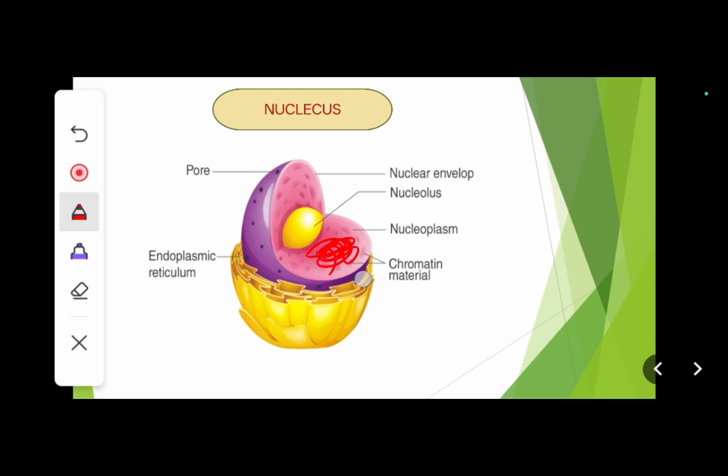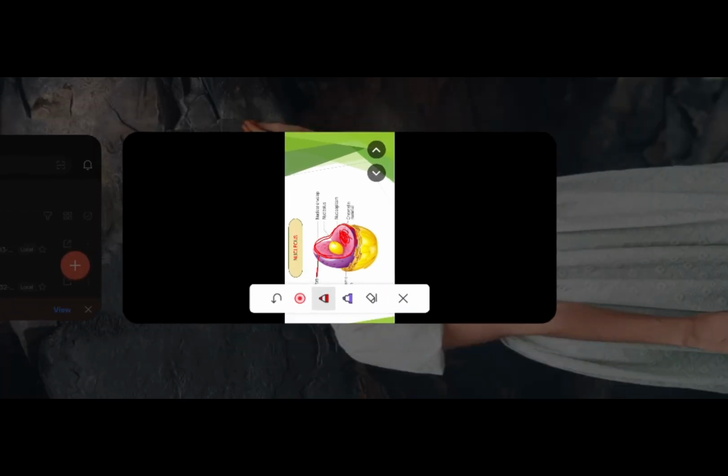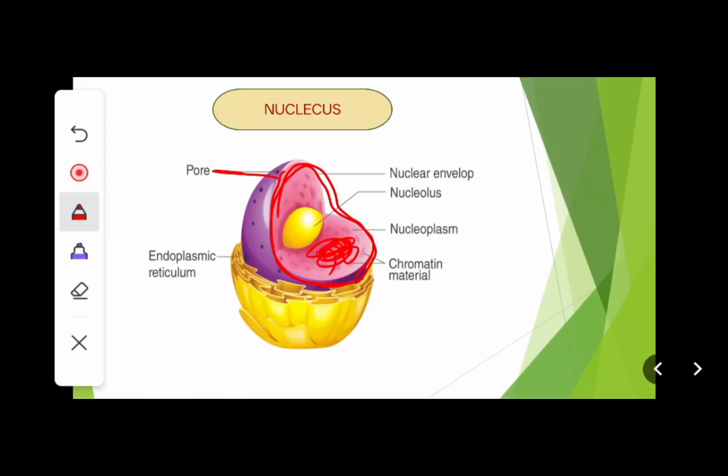Then we enter into the structure of the nucleus. Here, this is known as the nuclear envelope. This nuclear envelope covers the nucleus. It is also a membrane, like a plasma membrane. And the small pore-like structure is known as the nuclear pore complex.